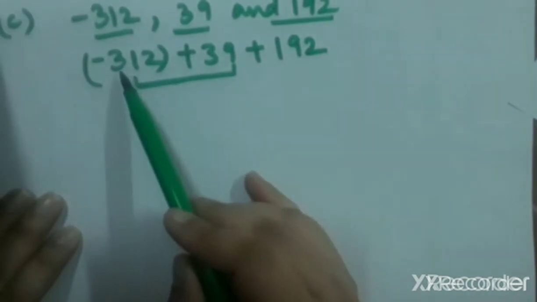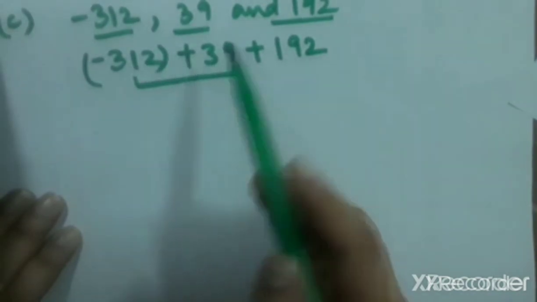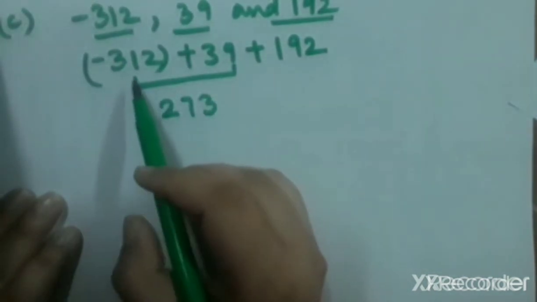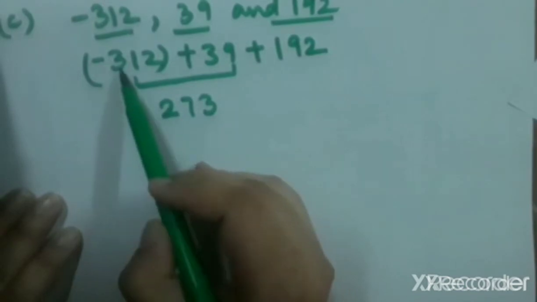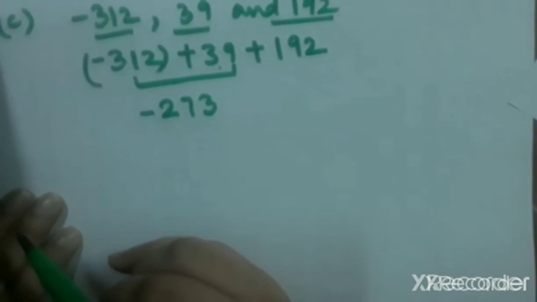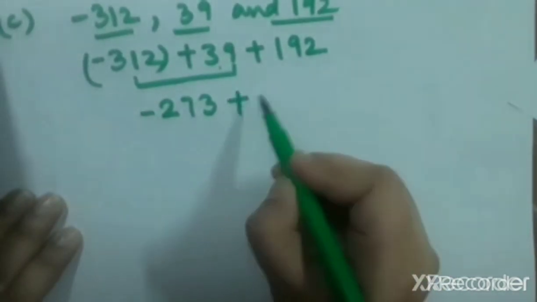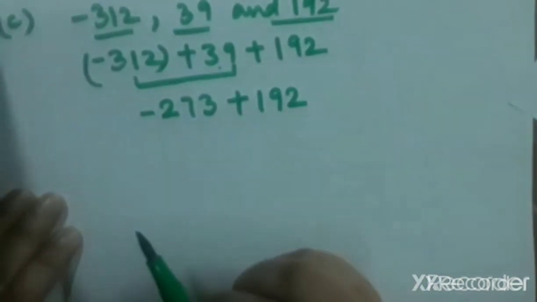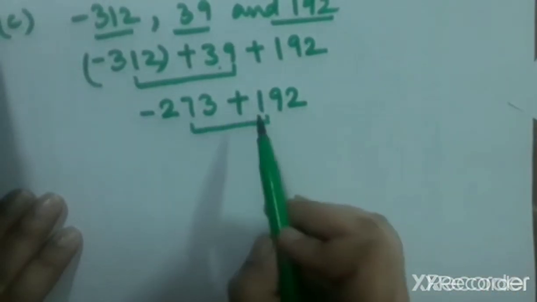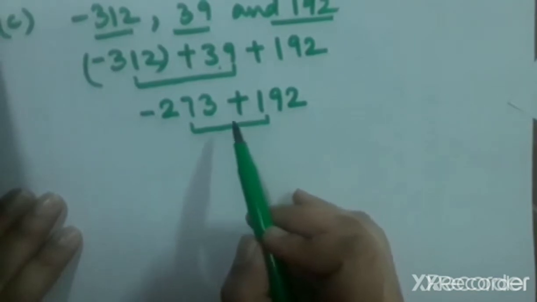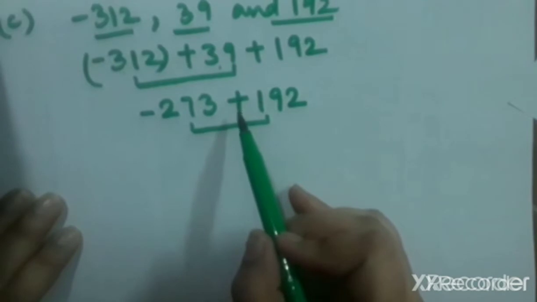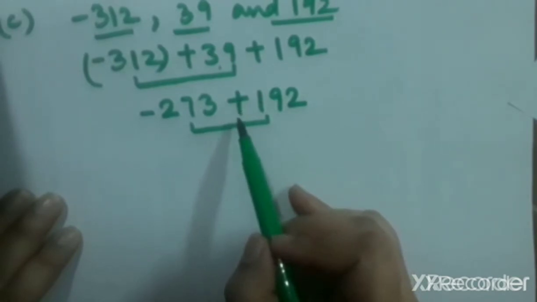So when I subtract 312 and 39, it is 273. But we have to keep in mind the sign in this answer. As 312 is greater than 39, we have a negative sign before 273. Now the leftover integer is plus 192. Again, now it has become simple. We have to subtract or add the 2 given integers according to their signs. Minus plus is minus, that means the operation of subtraction is to be performed.